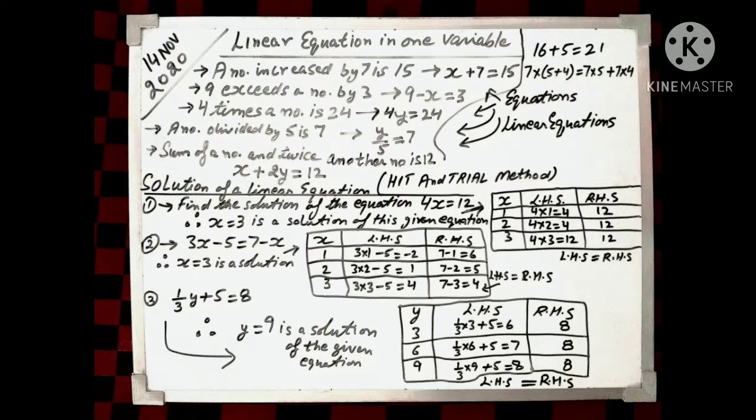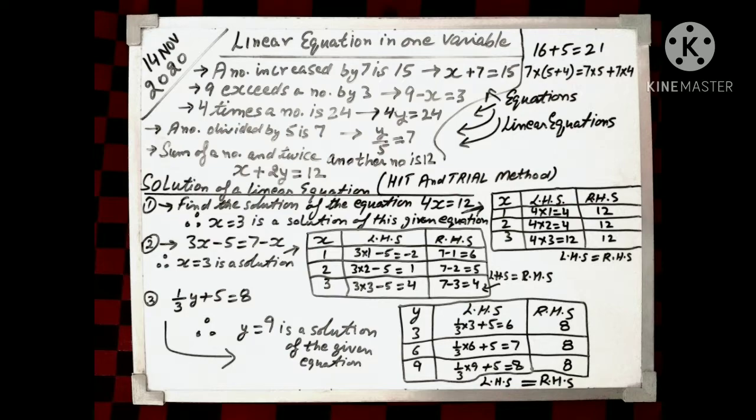Okay. Sum of a number and twice another number is 12. So we can write x plus 2y is equal to 12. Got it? So we have these statements as statements of equality containing one or more variables. That is why we call these equations, right? And the variables we have here are x or y.